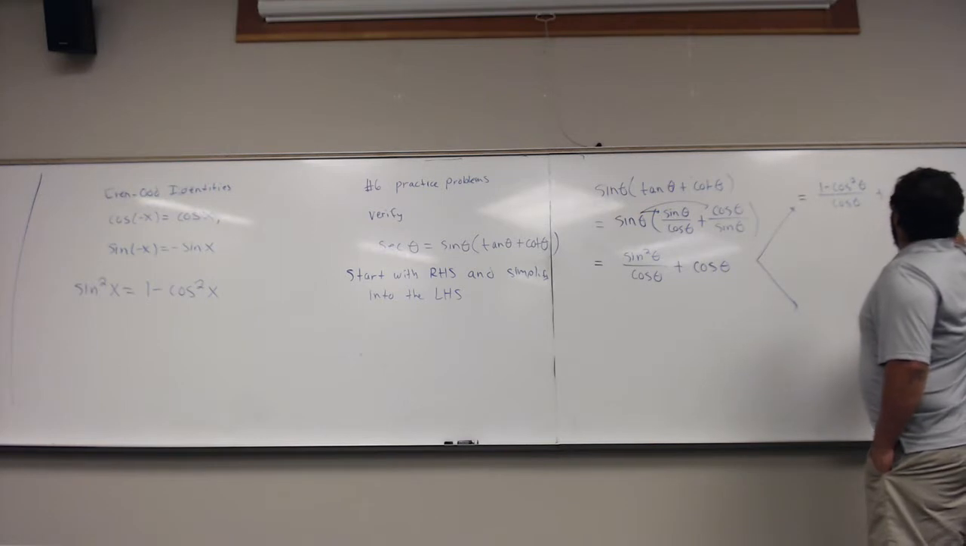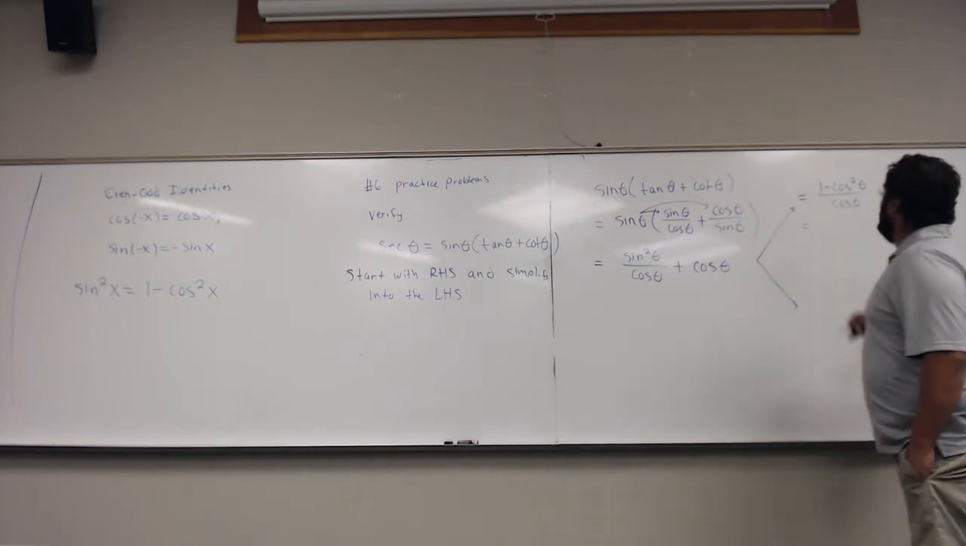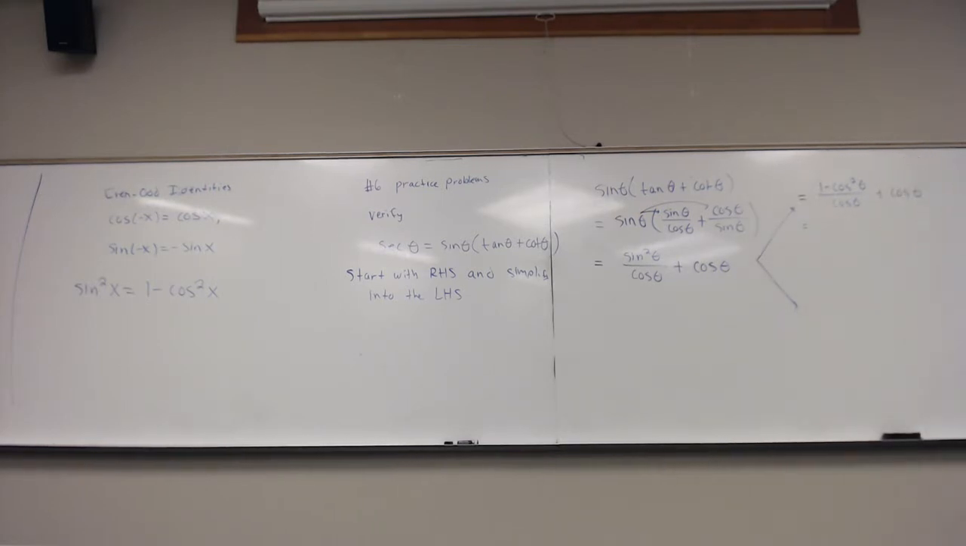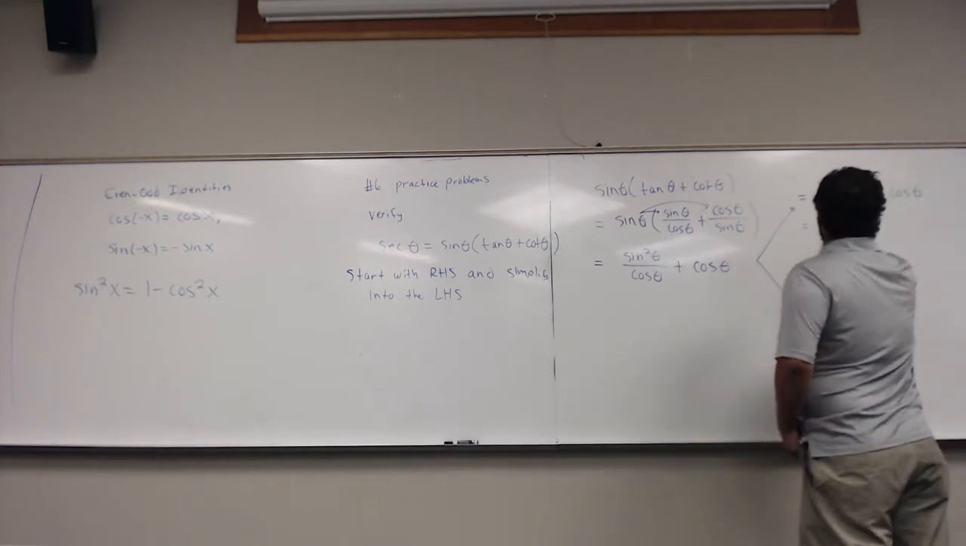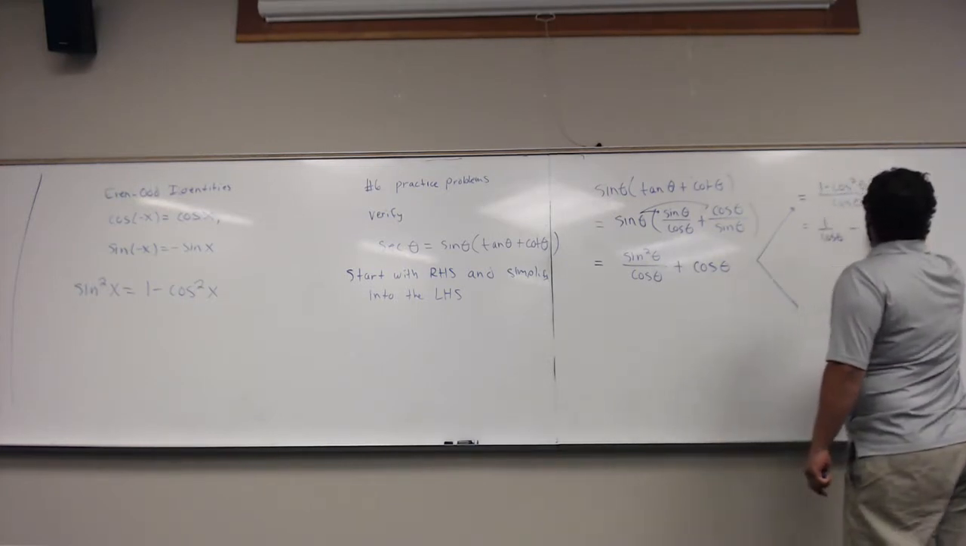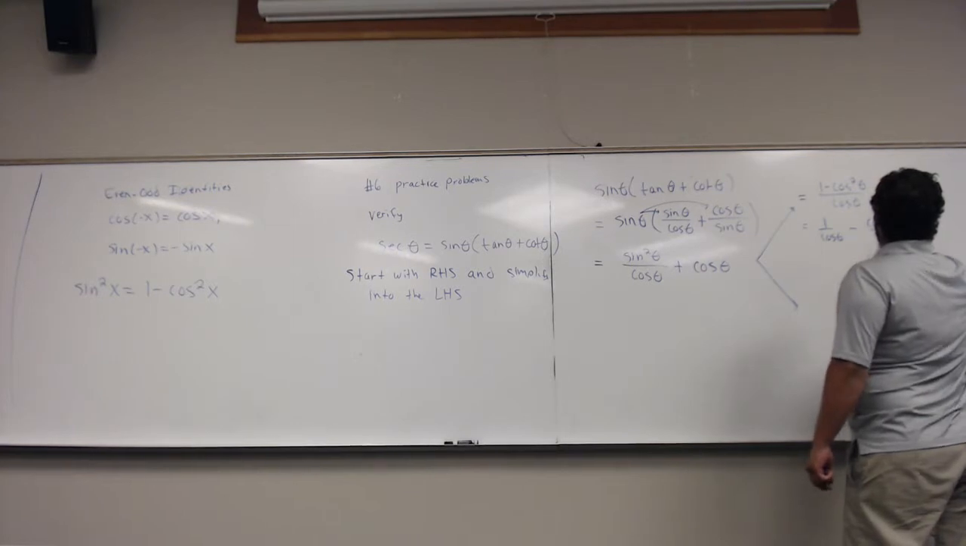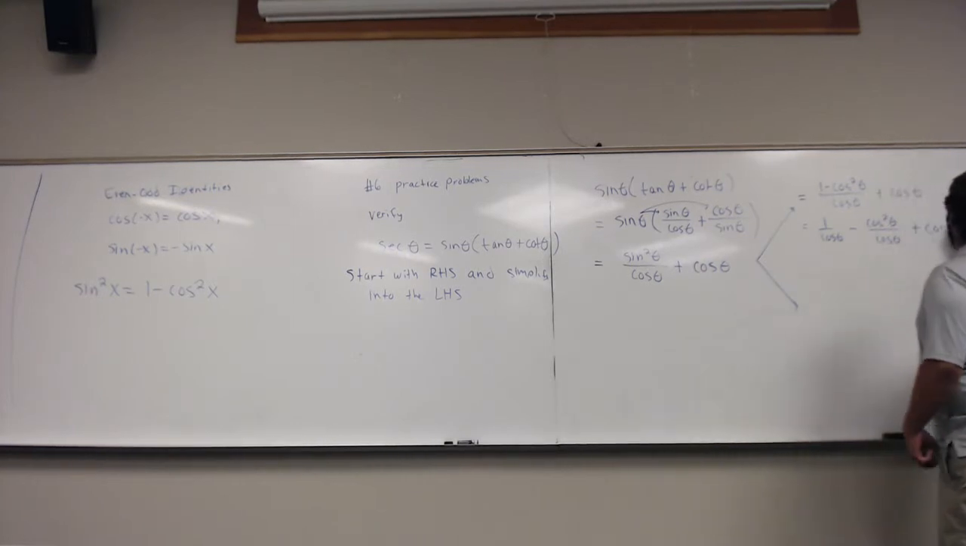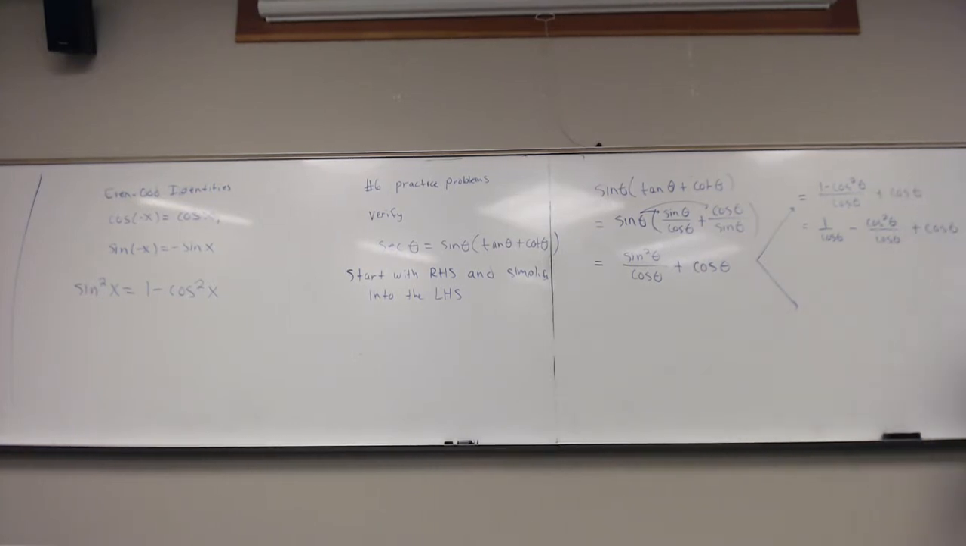Bless you. And then where were you going to go from there? Well, then I separated the 1 over cosine minus cosine squared over cosine. Okay, so you split this into two separate fractions. Yeah, and then you'll get 1 over cosine theta minus cosine squared over cosine plus cosine, and then the cosine squared will cancel out, so it'll be negative cosine plus cosine, so then all you have left is the 1 over cosine theta, which is secant theta.